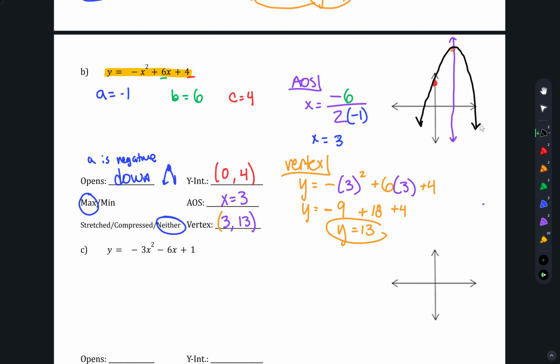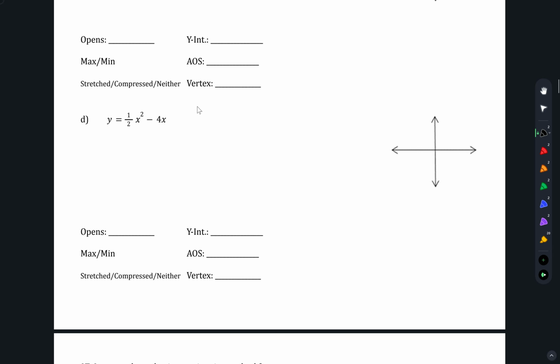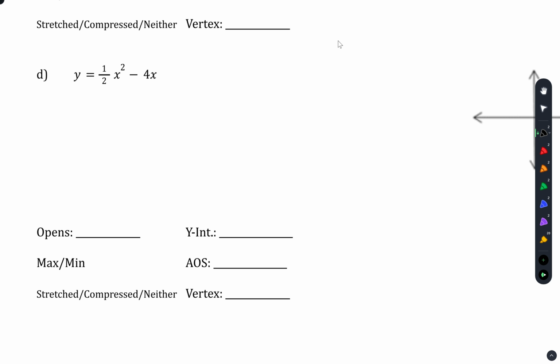I'm going to do one more because it's weird. I'm going to skip this second one. Let's go to the bottom. We're going to start the same way. A value is what? B value is not 1. B value is negative 4. What's the C value? We don't have a C value. So when there is no C value, what do we think it is?